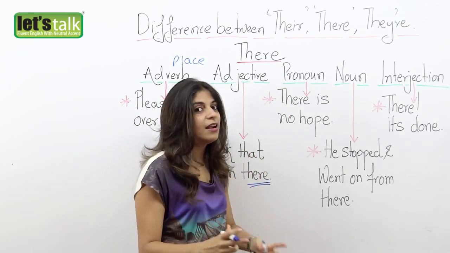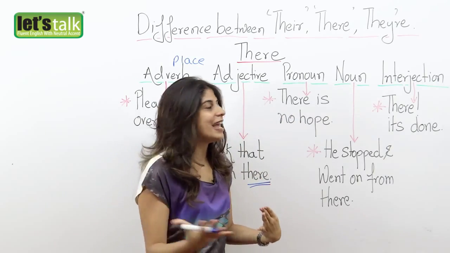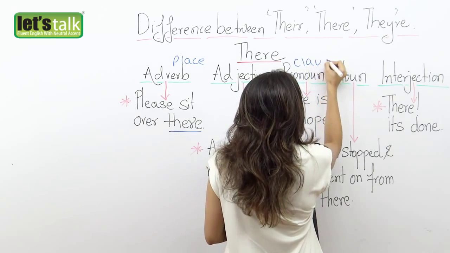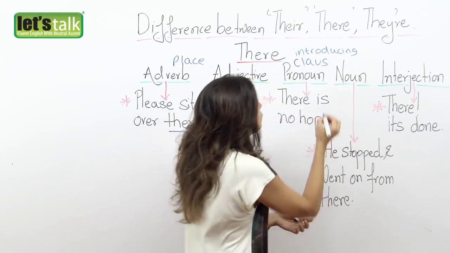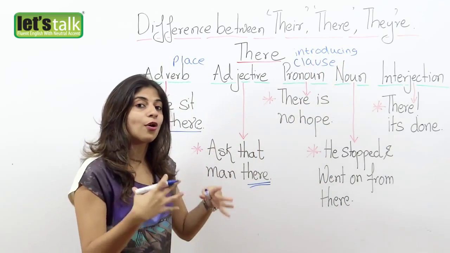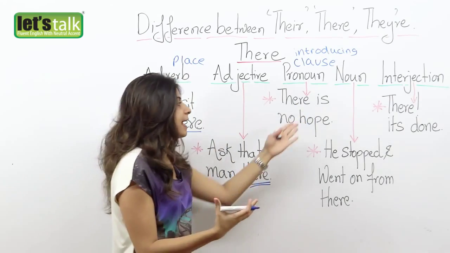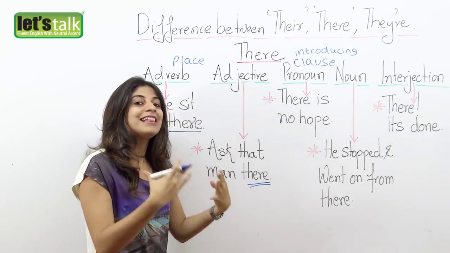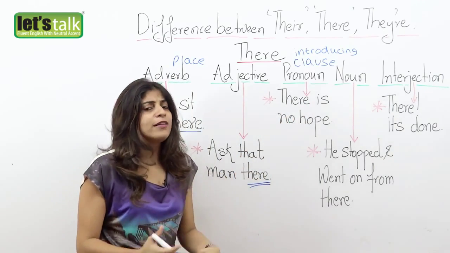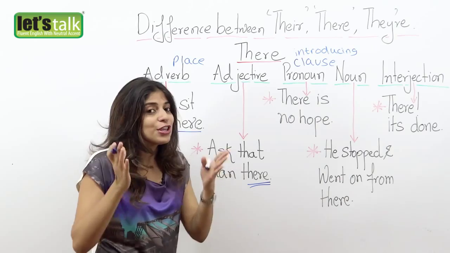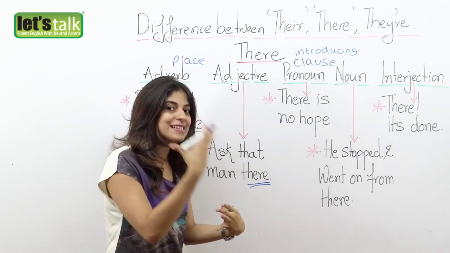Now let's have a look at pronoun. When the word there functions as a pronoun, it is introducing a clause or a sentence. So it's introducing a clause or a sentence. For example, there is no hope. So rather than just saying no hope, we are using the word there to begin a sentence, to introduce a sentence. There is no hope, or there are too many people in the elevator. So here you're using the word there as a pronoun to introduce a clause or a sentence.